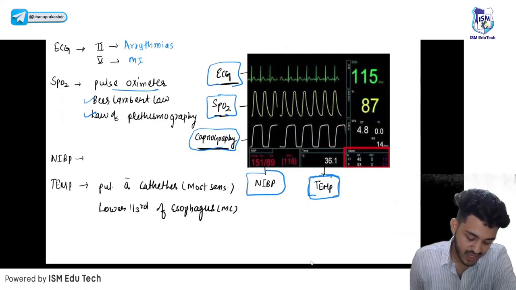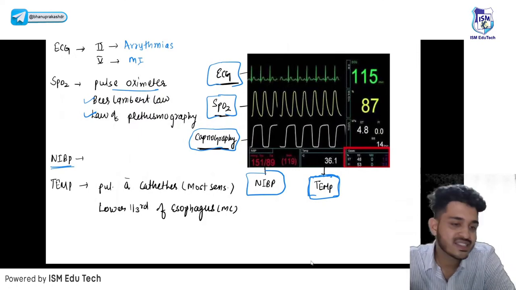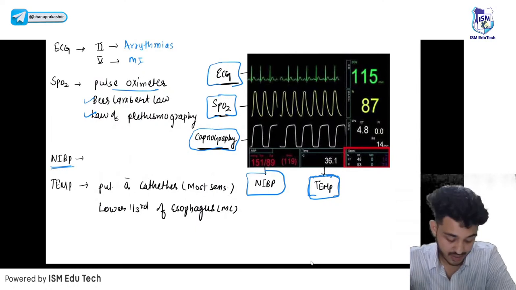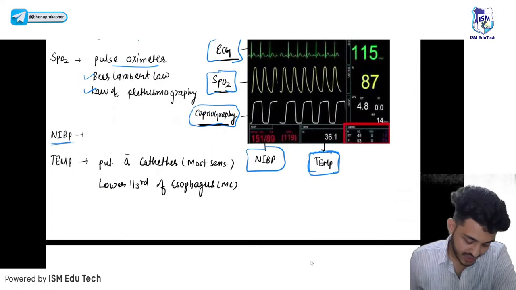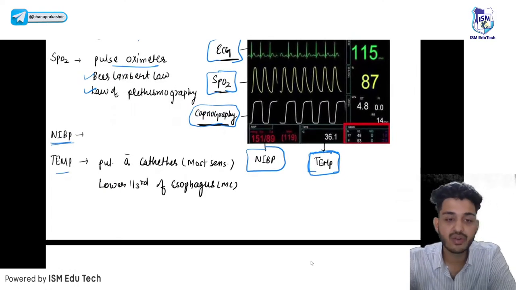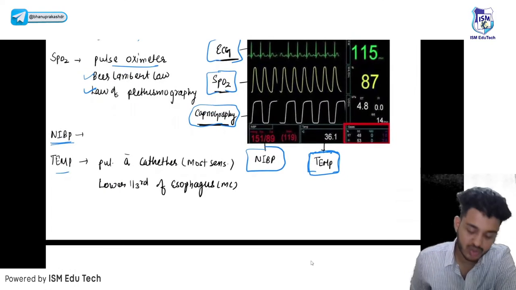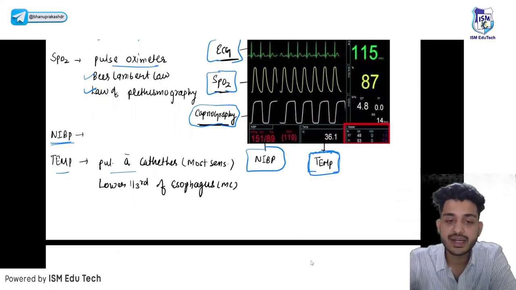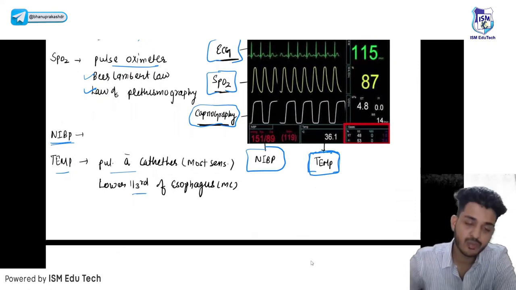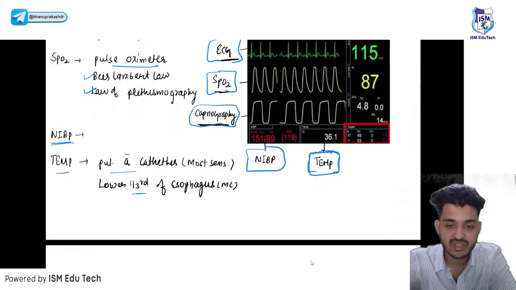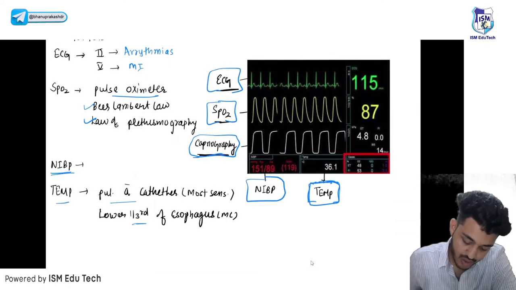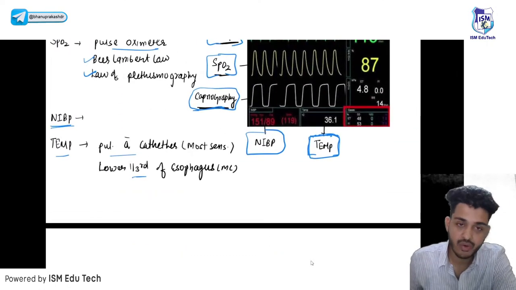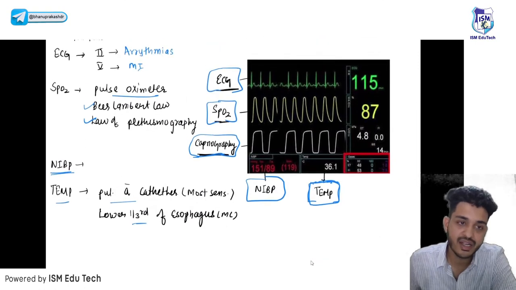NIBP we are using. We have invasive BP monitoring as well, but we use it in neurosurgeries or surgeries where anticipated blood loss is more. Next one is your temperature. For temperature, the gold standard or most sensitive will be the pulmonary artery catheter. But most commonly we use the lower one third of the esophagus for temperature purposes. Last thing will be capnography. So these are the five mandatory monitors.